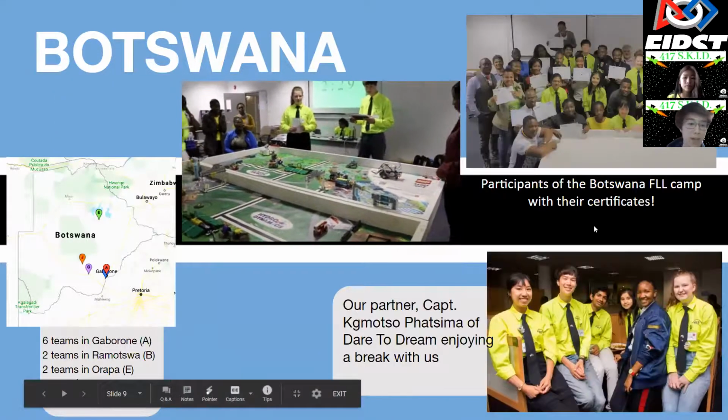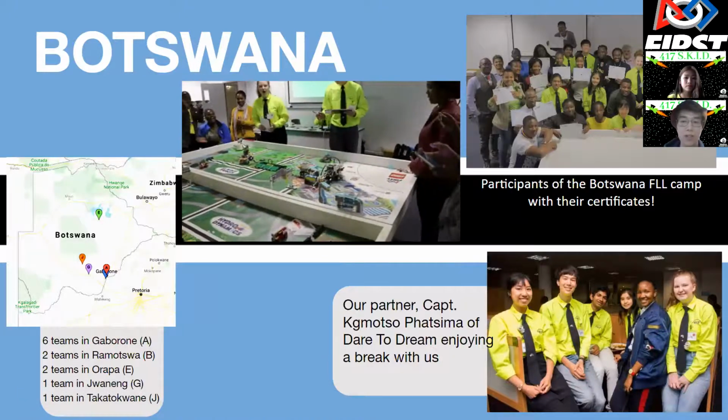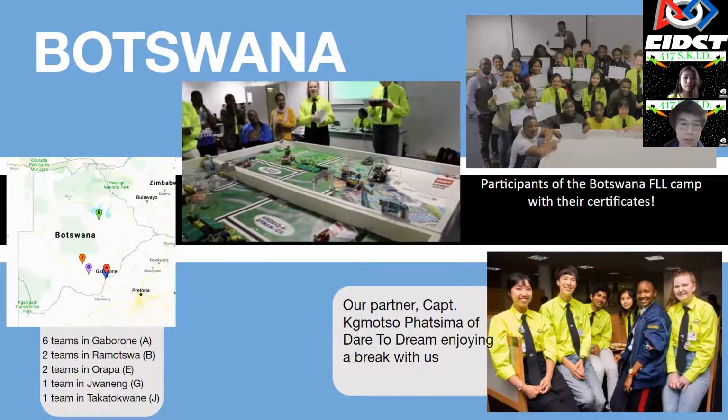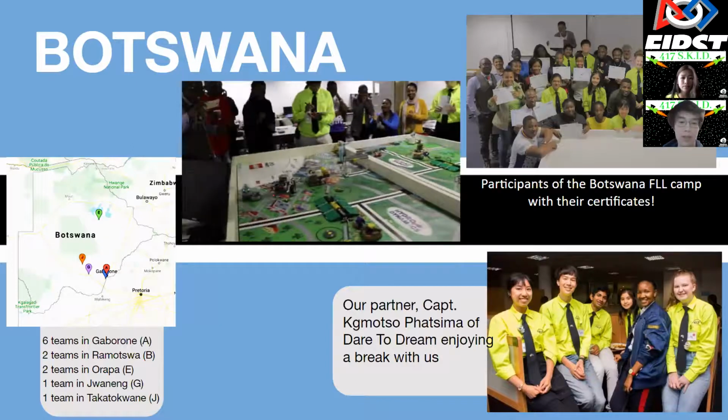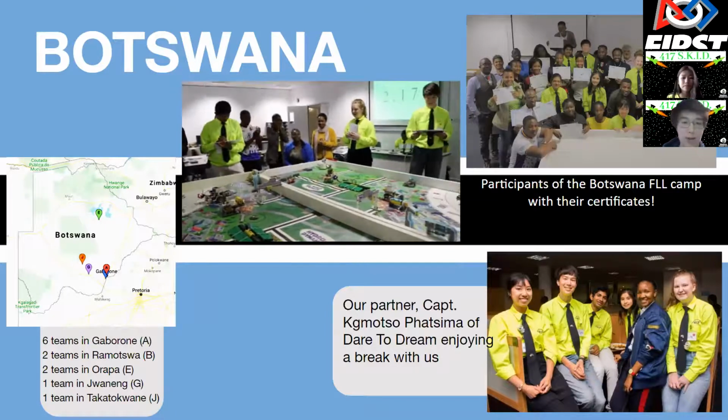After the camp, the teachers went back and successfully created 12 new First Lego League teams. Most of them were in the southern region of Botswana.